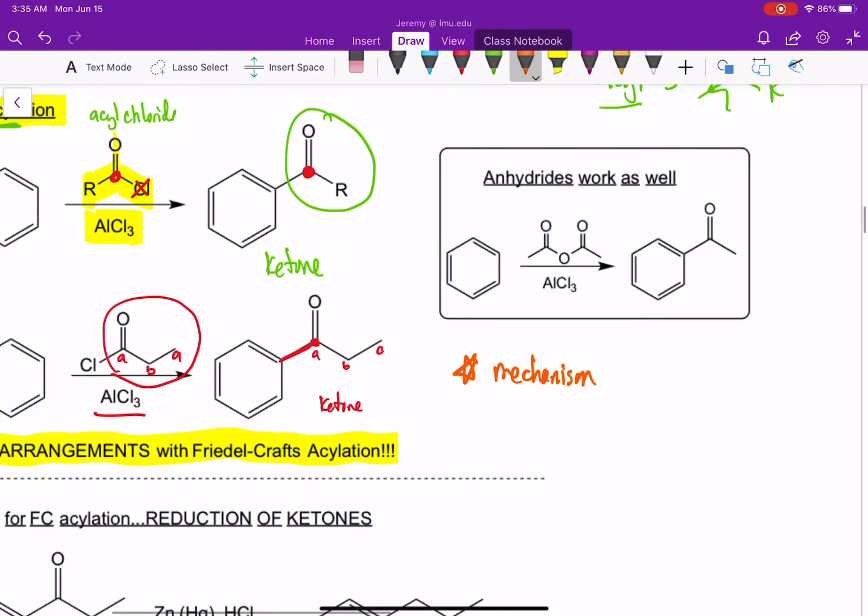All right, and I just want to note that anhydrides can work as well. So you can use anhydrides instead of acyl halides. So in here, you're only adding half the molecule, A and B. This other half is gone, and you add A and B. Again, use your Lewis acid, so anhydrides work as well.